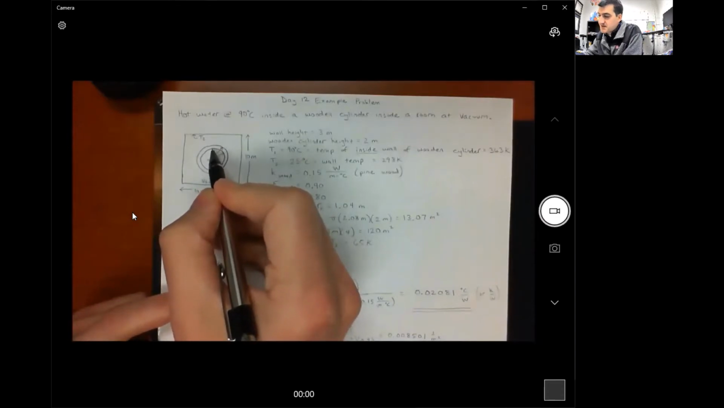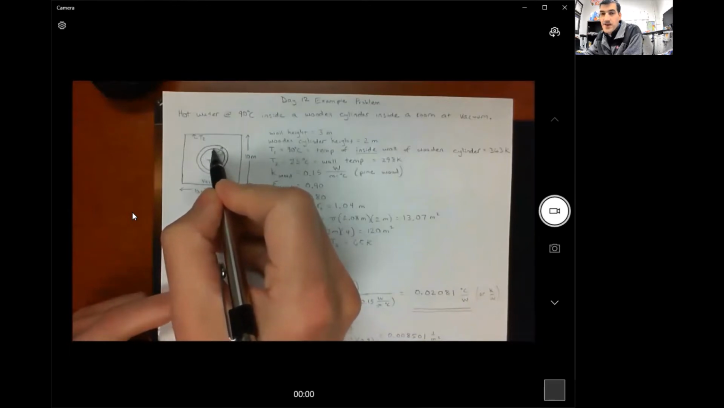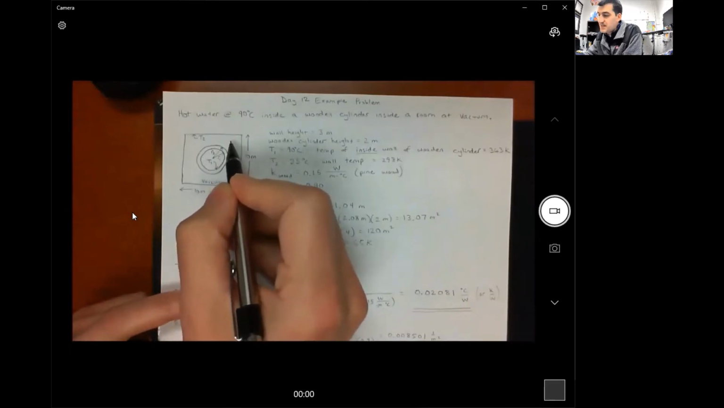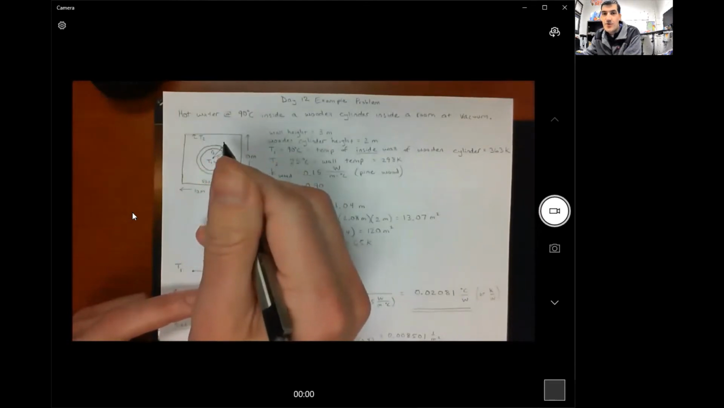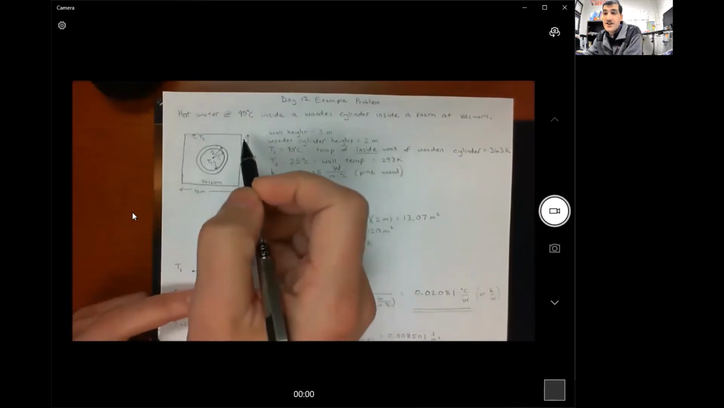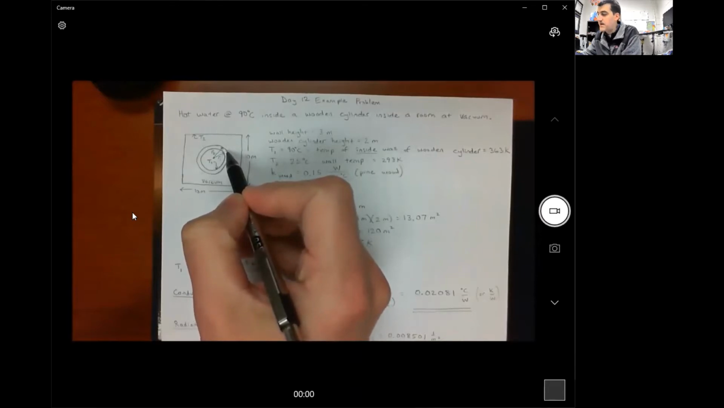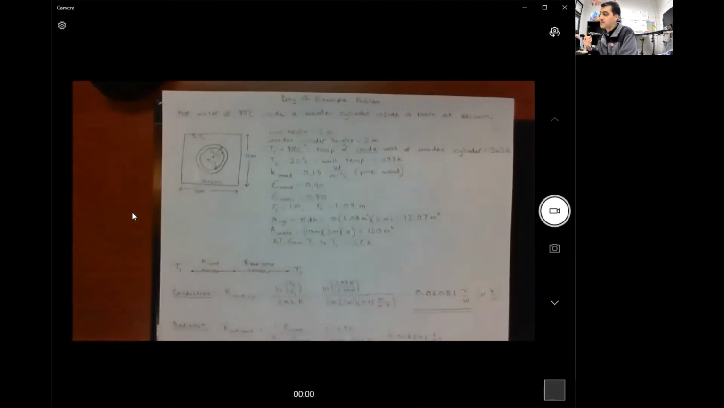That eliminates this convection term here from the bulk fluid temperature to the interior wall. And I'm also going to say that the room is at a vacuum. Therefore, I don't have to deal with any convection outside the barrel. So all I've really got here is only two thermal resistances in this problem. I've got conduction from the inside of the wall to the outside wall of the barrel. And then I've got radiation from the outside wall of the barrel to the walls of the room. So that's it. That's all we've got.